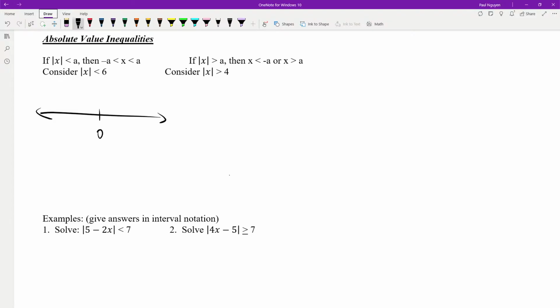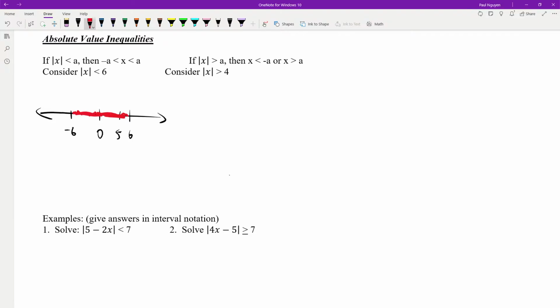Well, here's 0 and here's 6. For instance, 5, the absolute value of 5 is less than 6. The absolute value of 4 is less than 6. 0 is less than 6. So all of these numbers, the absolute value is less than 6. And it's also true on the other side: negative 1, negative 2, negative 3, negative 4, negative 5, all of these numbers, the absolute value is less than 6.